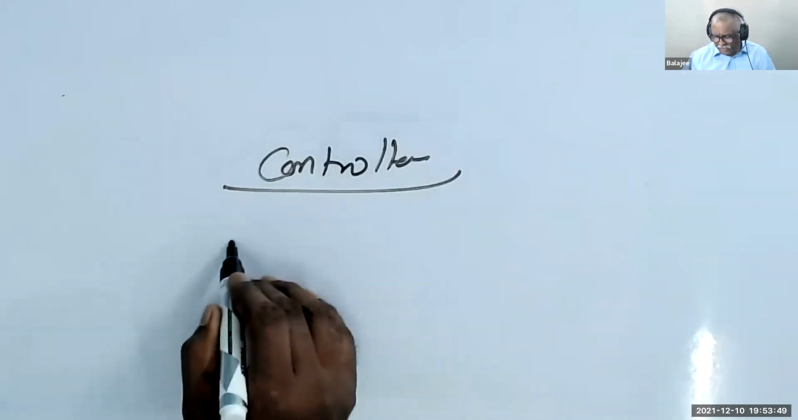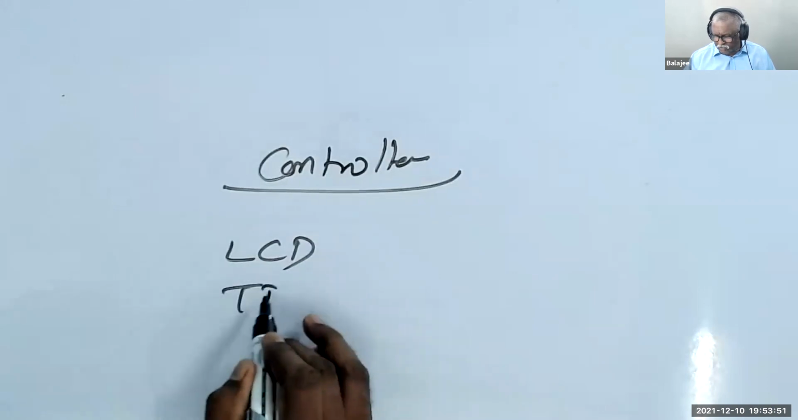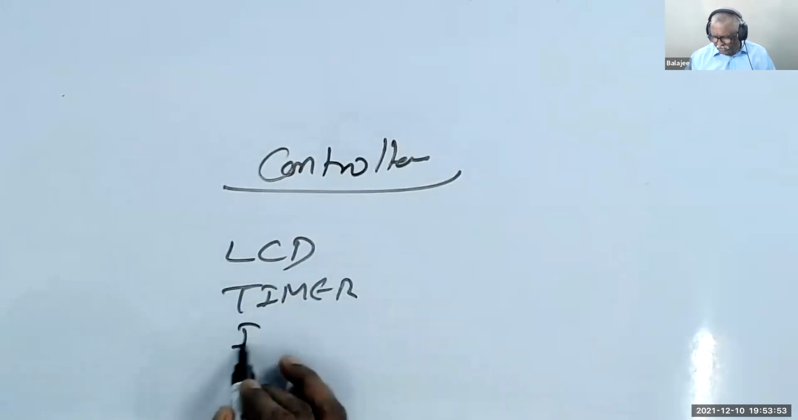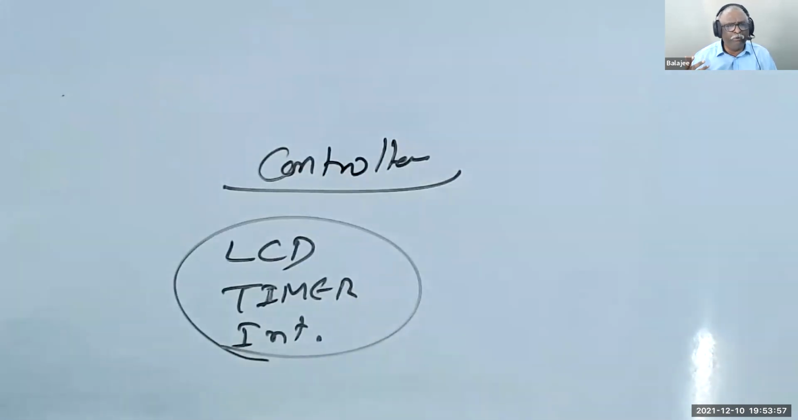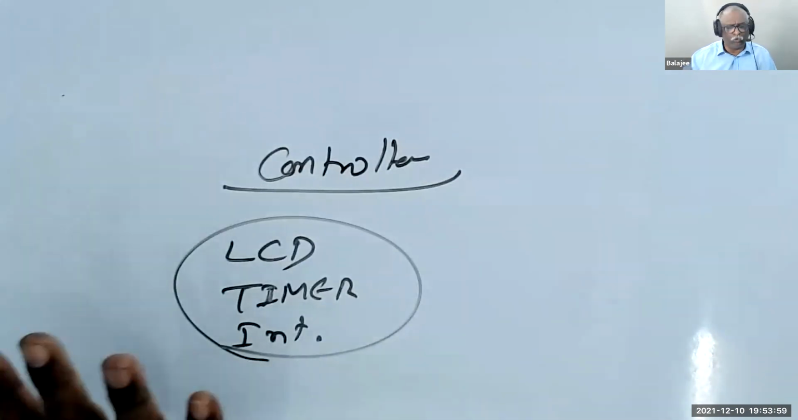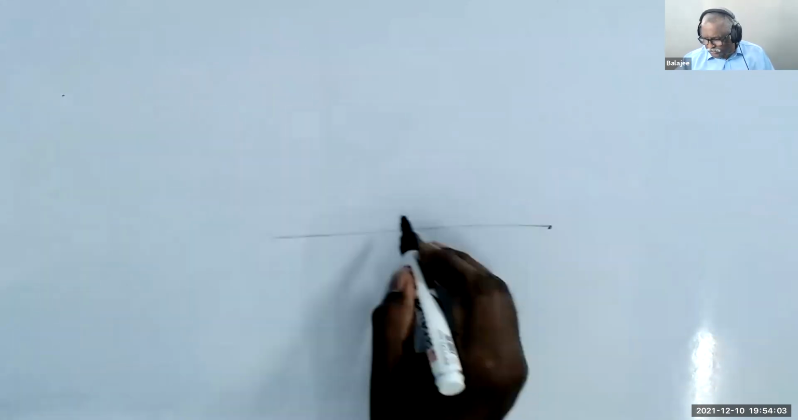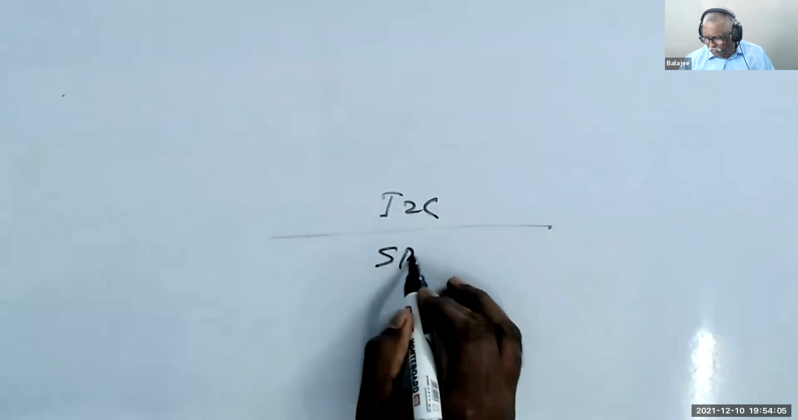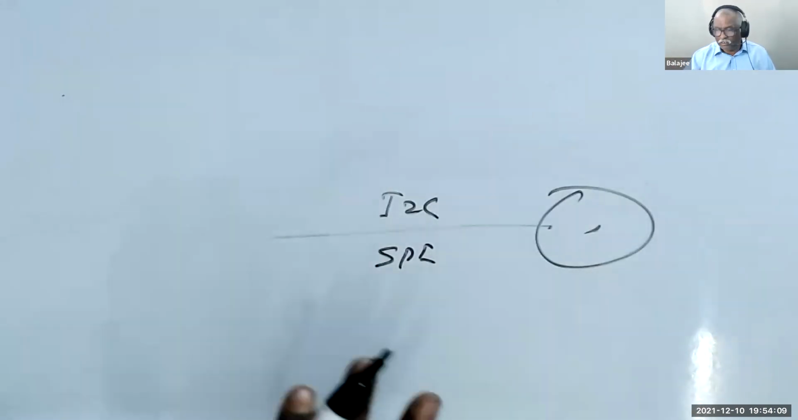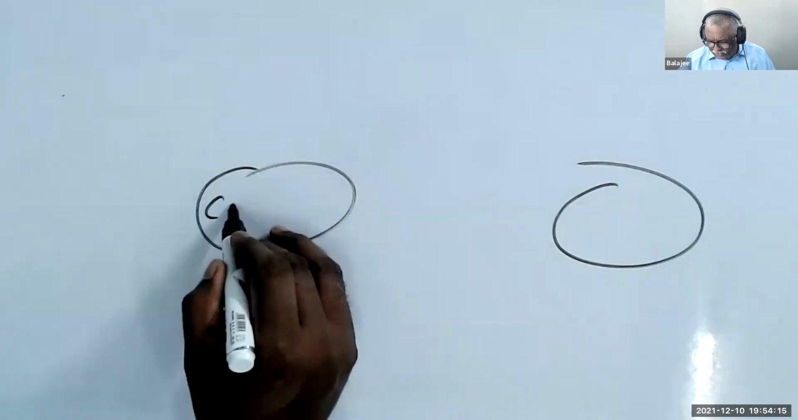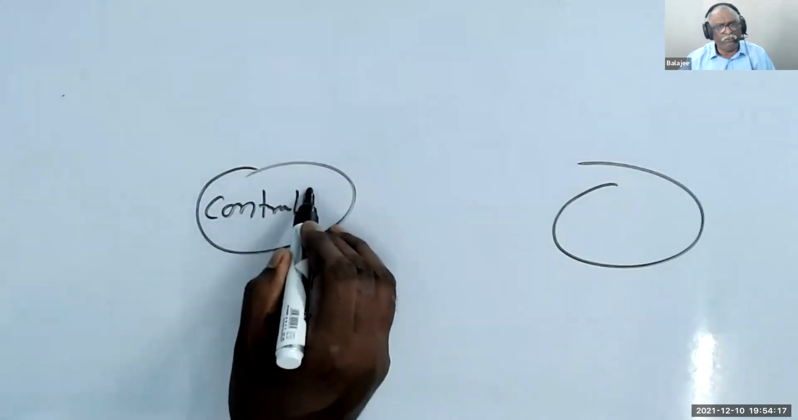Master LCD, timer, interrupt, everything. You master the controllers, then you'll be able to do things perfectly. Then the third one is the outside controller, I2C or SPI or whatever controller is there. That code is common. See, what I'm trying to tell you is that there are two types of controllers.